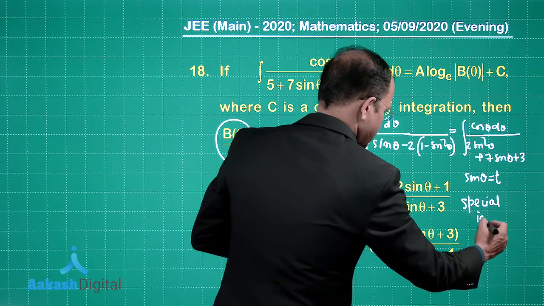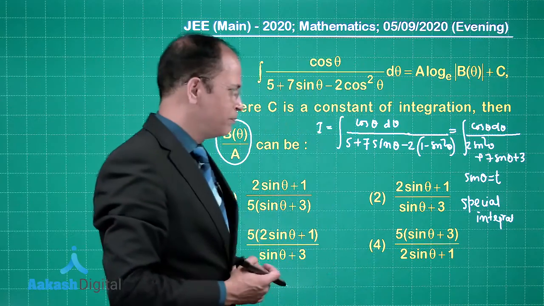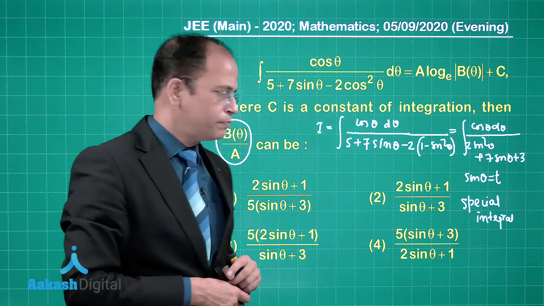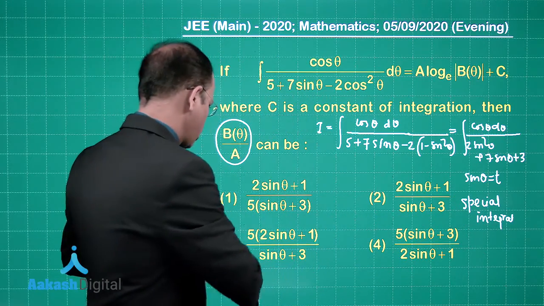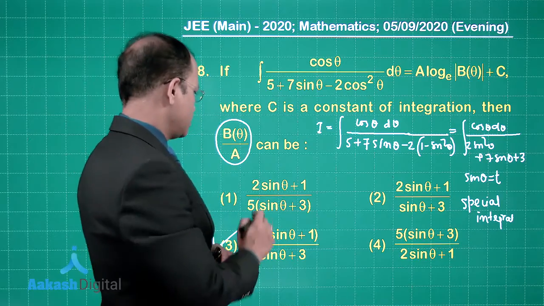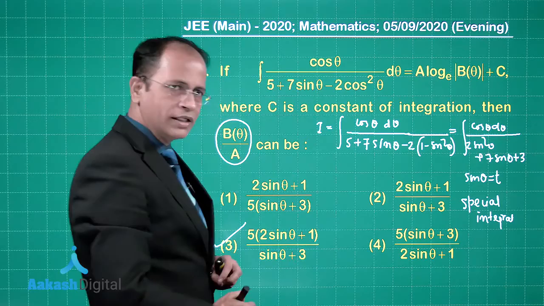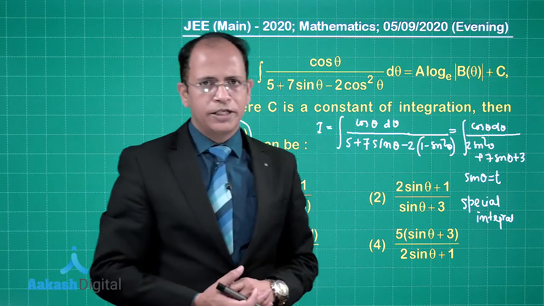So if you have an idea of the special integral form, you can just solve it. This is a basic problem we have already done in class 12th CBSE level problem, right? So once you use the special integral, you will get the third option to be the final answer. That means the value of b theta by a will be 5 (2 sin theta plus 1) divided by (sin theta plus 3). The special integral will be used here.